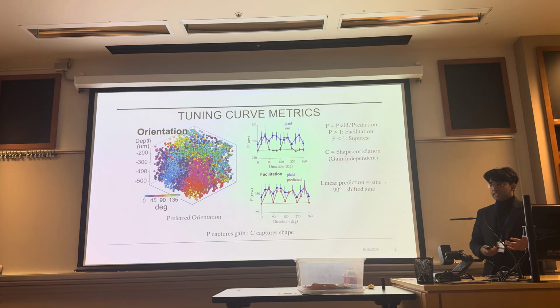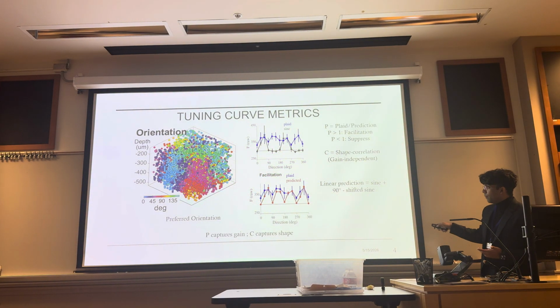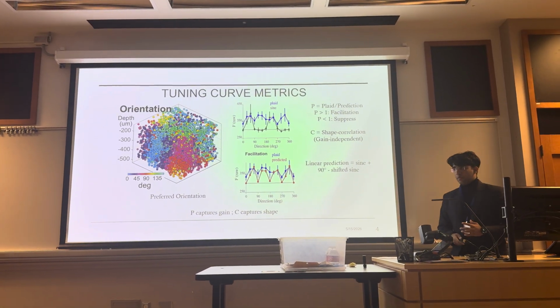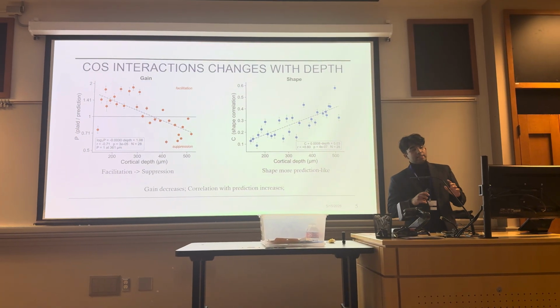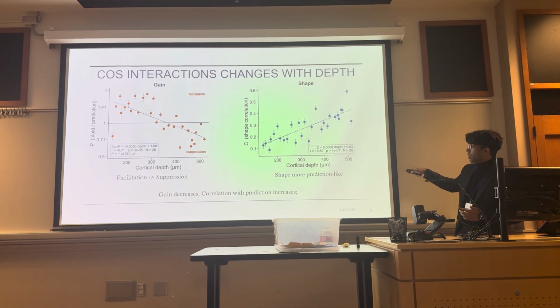This signifies facilitation overall, which is a p-value greater than 1. And then for the shape, it would just be the Pearson correlation. So that would be how that's computed. We took these 2 things and we computed it versus depth. So we had the p metric versus depth, and we had the c metric versus depth.